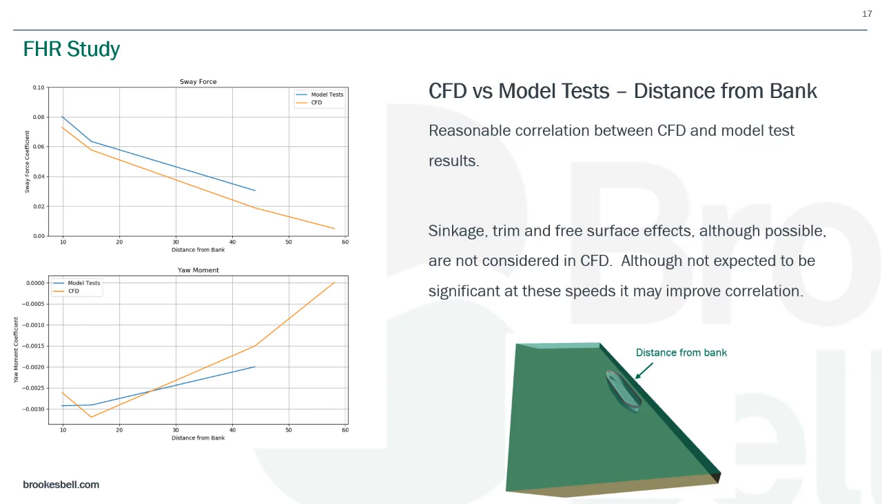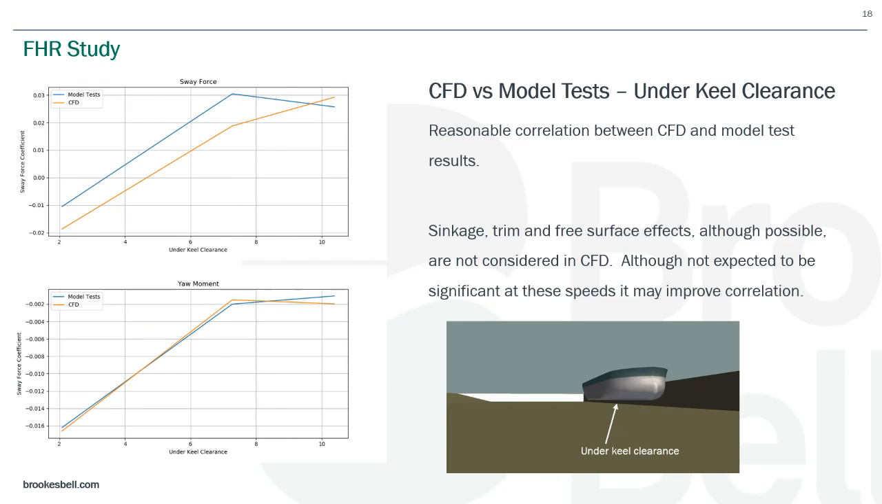And so you can see that the CFD and the model tests agree quite well, and this is for varying your distance from the bank, so going from 9 to 58. And for the under keel clearance, similarly, you get quite a good comparison for both sway force and yaw moment.